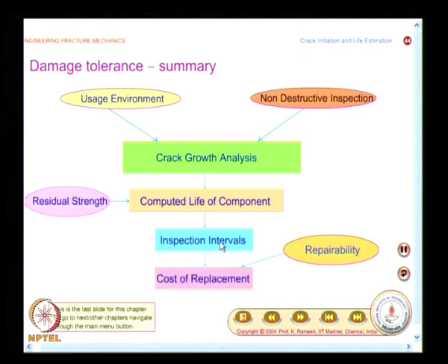establish inspection intervals, and then you find out whether you can salvage it by repairing the component or replacing the component. So, by these procedures you ensure the structure would fail safely. So, that is the emphasis of DT, and the whole purpose of fracture mechanics is to arrive at the damage tolerance approach.